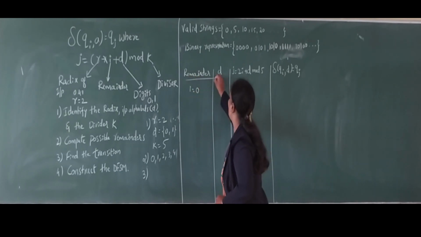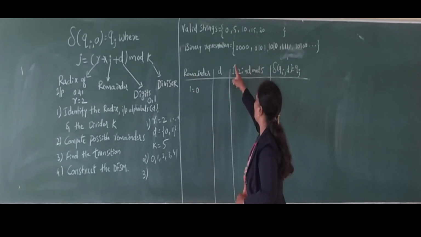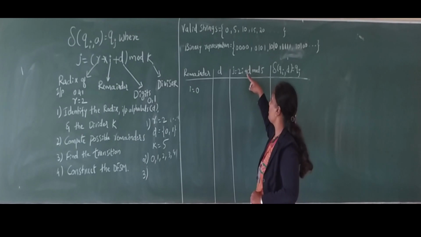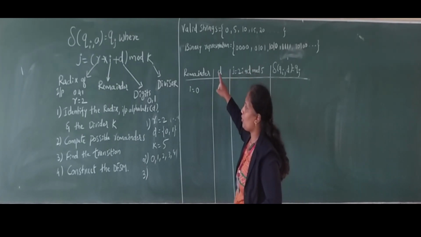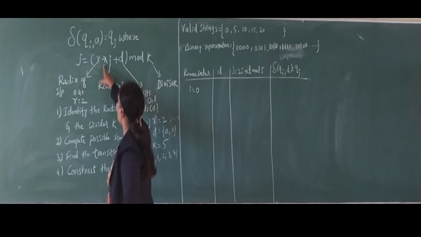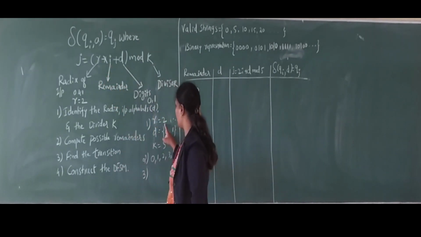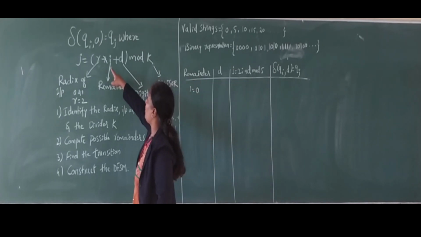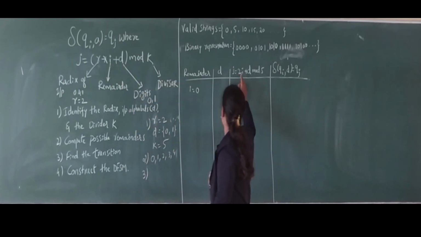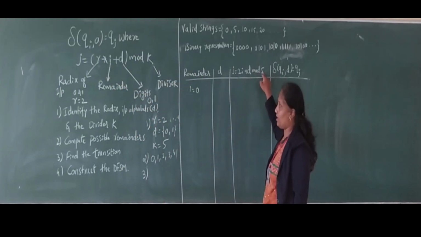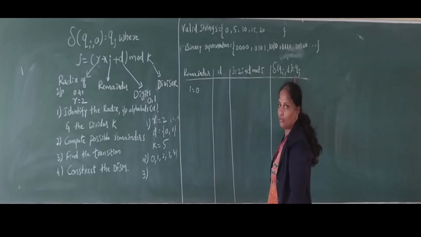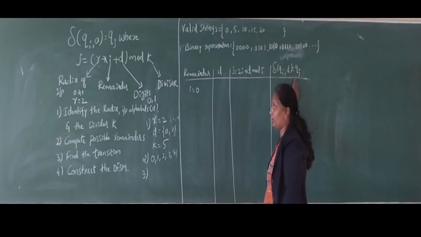To find the transition I am going to use the relation, and the relation formula is J equal to R into I plus D. The R value I already know, it is 2. So I write 2I plus D mod 5. Next, this is the transition that I am going to find.